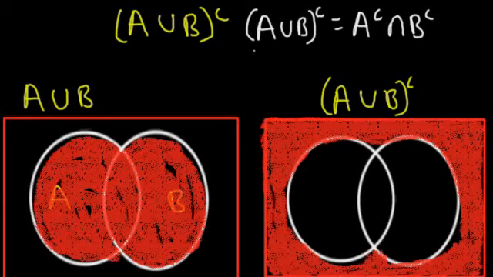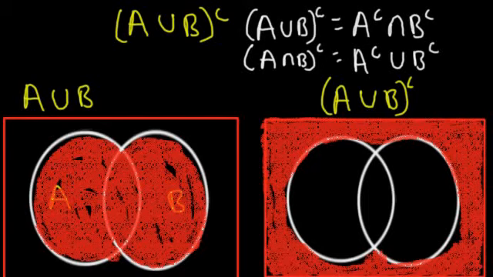And at the same time, A intersection B complement is also equal to A complement union B complement. So if you are required to find A union B complement, I want you to know that it is the same as A complement intersection B complement, and at the same time, A intersection B complement is the same as A complement union B complement. Please take note of that, because many students find it very confusing to interpret such. So they are the same. Now let's move on.